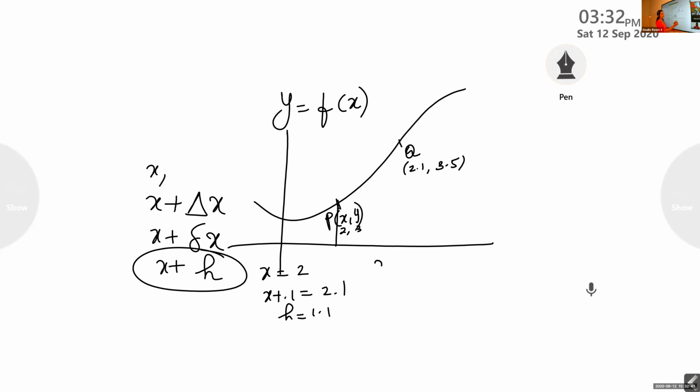Suppose we take x is 2. Suppose I take delta x is minus 0.1. So what is x plus delta x? 2 plus minus 0.1, so you will get 1.9. That is again a neighborhood. Is it okay? Is it clear, children? What is delta? Delta means a small increment, a small change in the value of x.